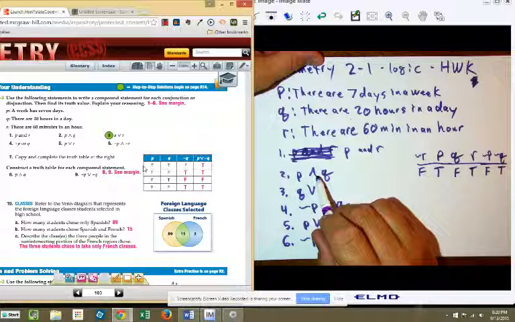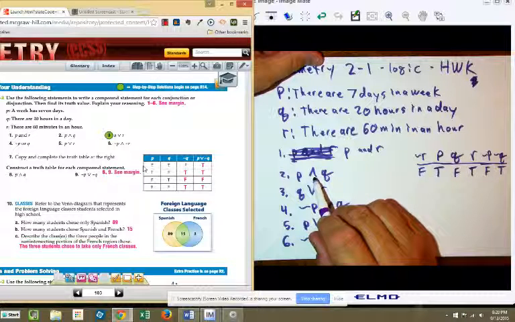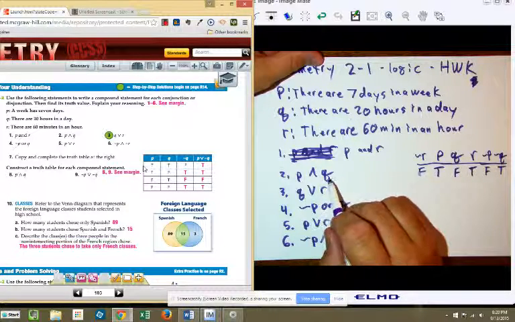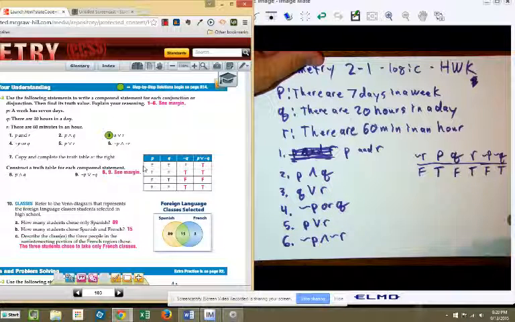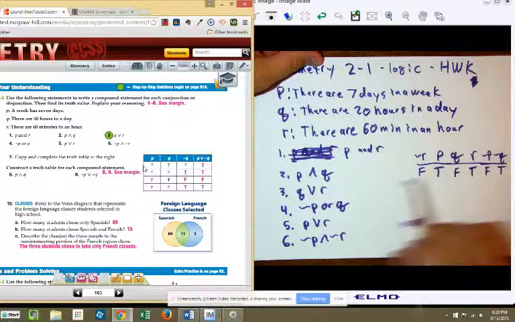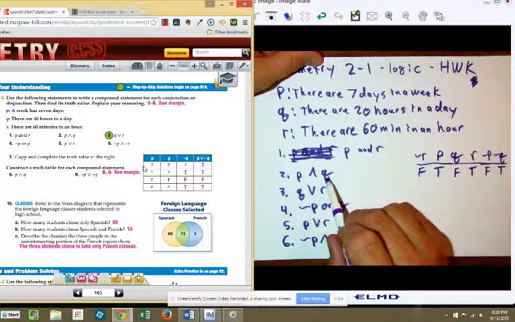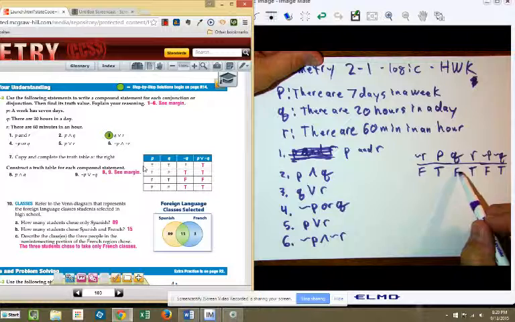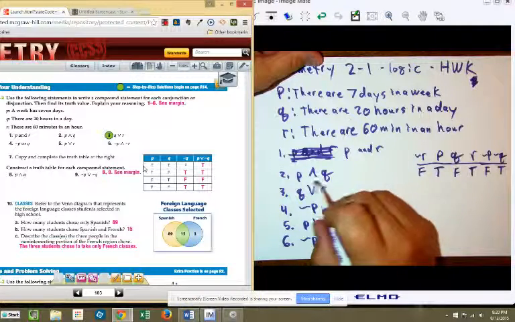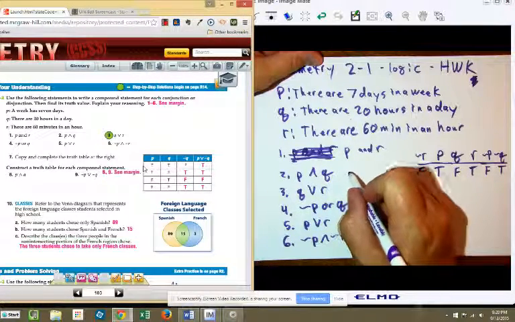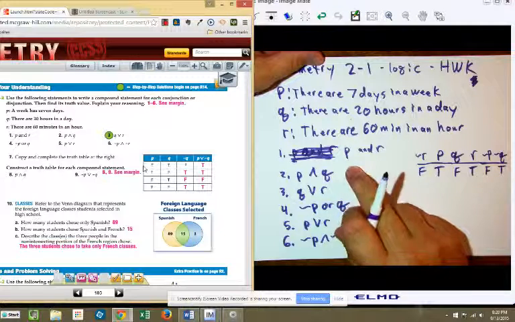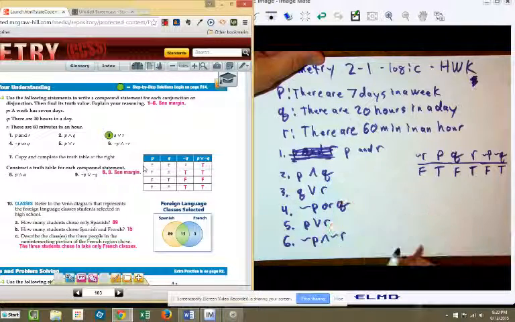P and Q, now what's this symbol? This symbol would be and. So the key is P and Q both have to be true for it to be true. Otherwise, it would be false. So is P true? Yes, P is true. Is Q true? No, it is false. So since one or the other of them is false, the answer has to be false. So P and Q has to be false.